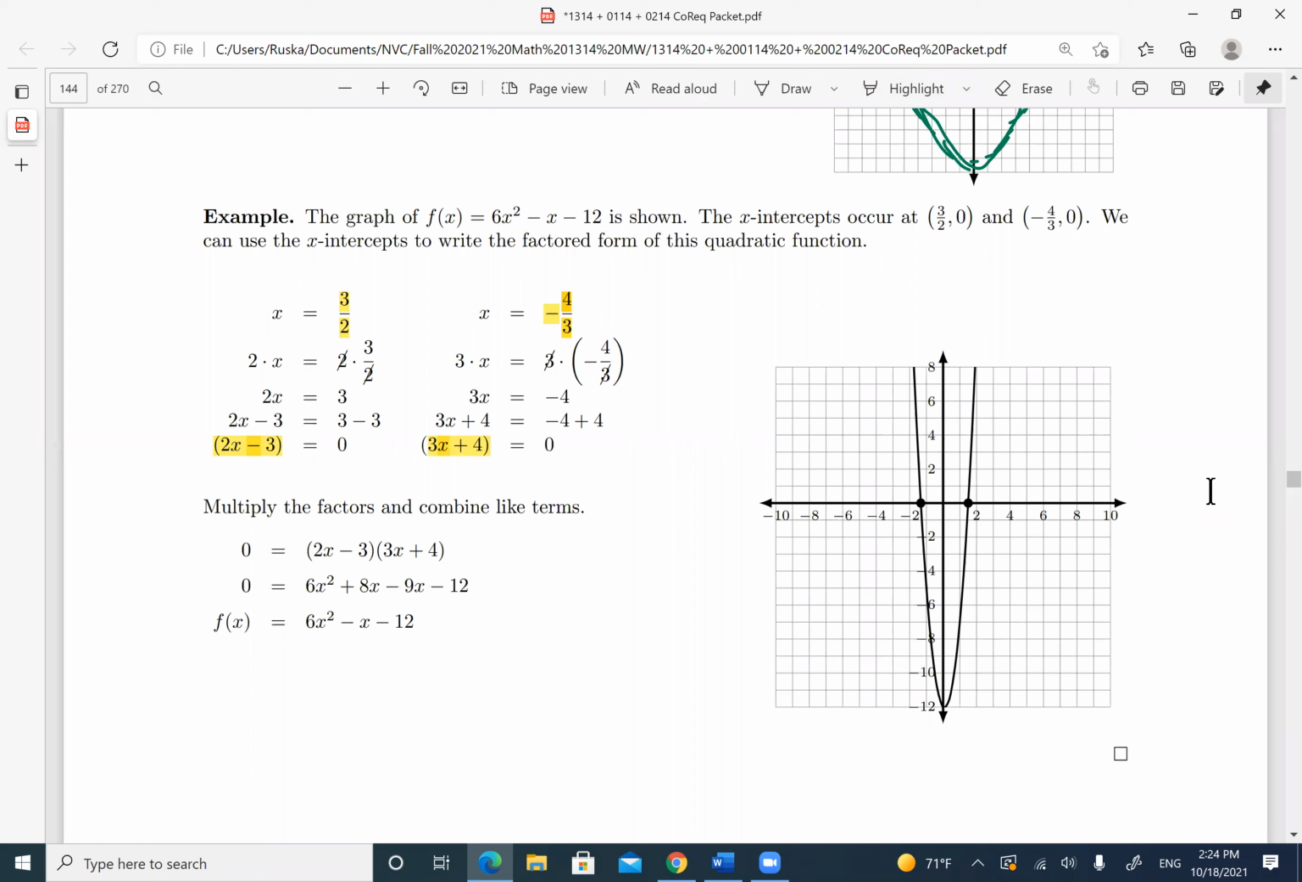Okay, everybody understand, when the x-intercepts are fractions, pretty much you're gonna get numbers in front of the x for the factors. Make sense? So be careful when you have fractions. That means you're gonna have factors which have a number in front of the x's. Make sense? Any questions on this?